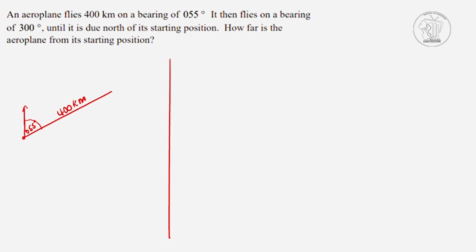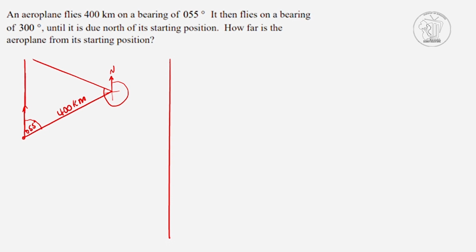Then from here, it flies 300 degrees until it reaches north. So we can say 300 degrees. Of course, you must draw in the north line to get a reference point. So north, then it goes 300 degrees. We know here it'd be 90, 180, 270, so 300 degrees would be somewhere between here. So it flew all the way around here to 300 degrees until it is due north. So I can extend this north line.